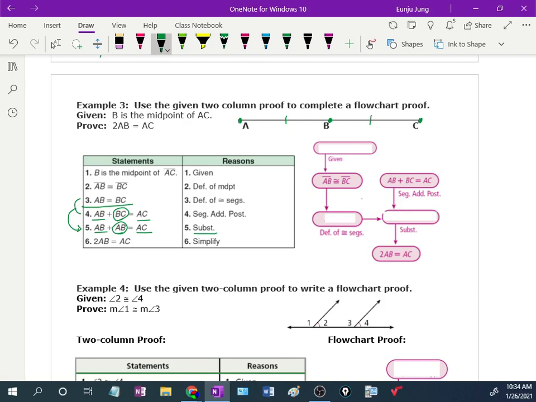So let's start with the given statement. What is the given statement? B is the midpoint of AC.